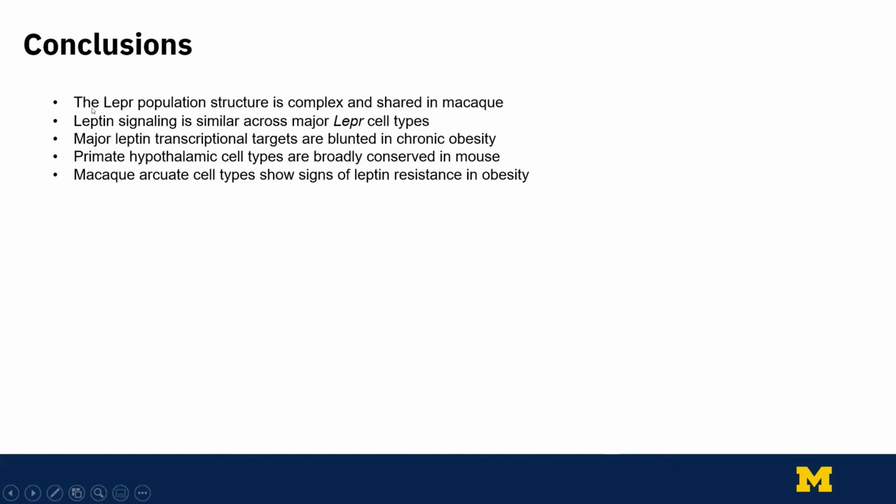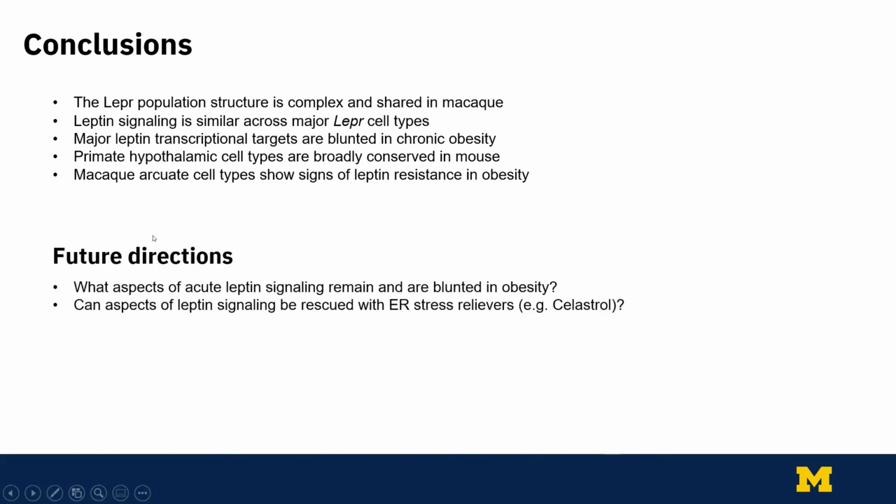We've also learned that leptin action, at least acute leptin action, is very similar across cell types, and that the vast majority of leptin signaling beyond just STAT3 is blunted in chronic obesity. We also showed that some macaque cell types show signs of leptin resistance very similar to the mouse in chronic obesity, indicating that we can use this data set to infer populations that would be good to go after for therapeutic targets. In the future, we'd like to measure some of these effects more directly.